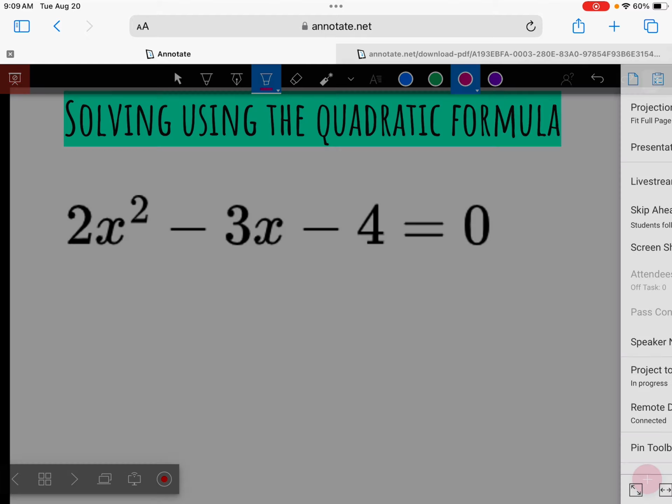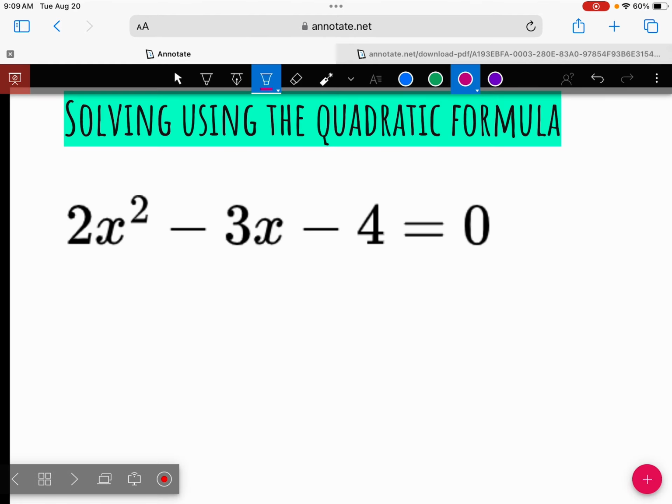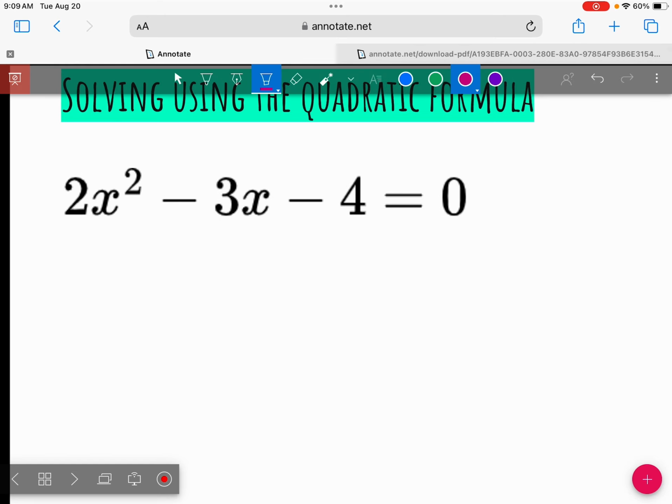I'll zoom it in so we can see a little bit clearer. So this says solving using the quadratic formula. And we get a little bit weepy because we go, oh no, quadratic formula. You can try and solve it another way. Like if you want to see if it can factor, you can try. It's not factorable though. That would be looking for something that multiplies to make negative 8, adds to make negative 3. Not working.